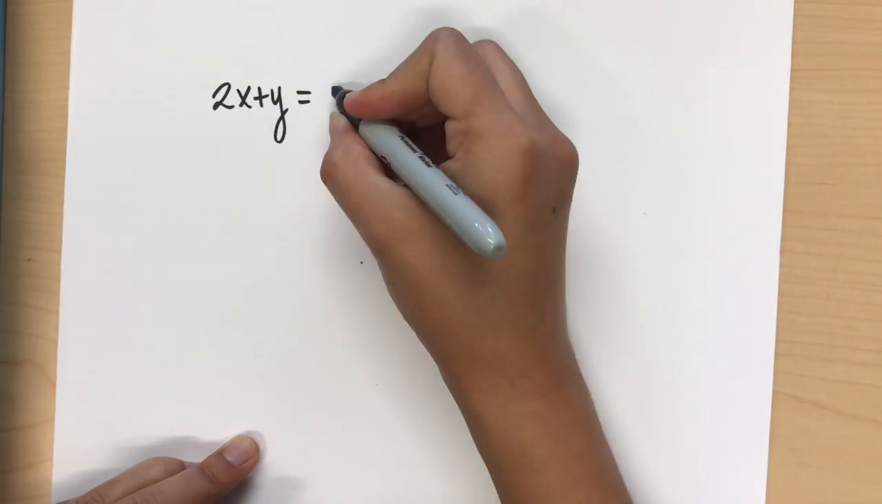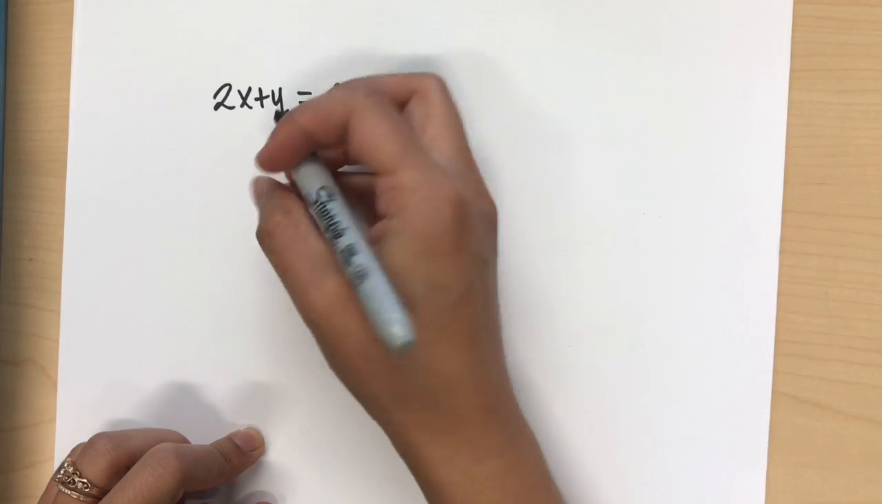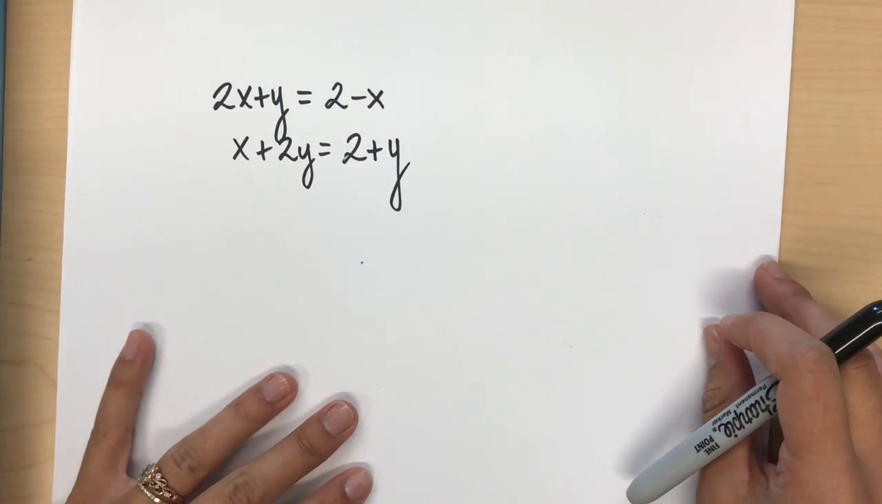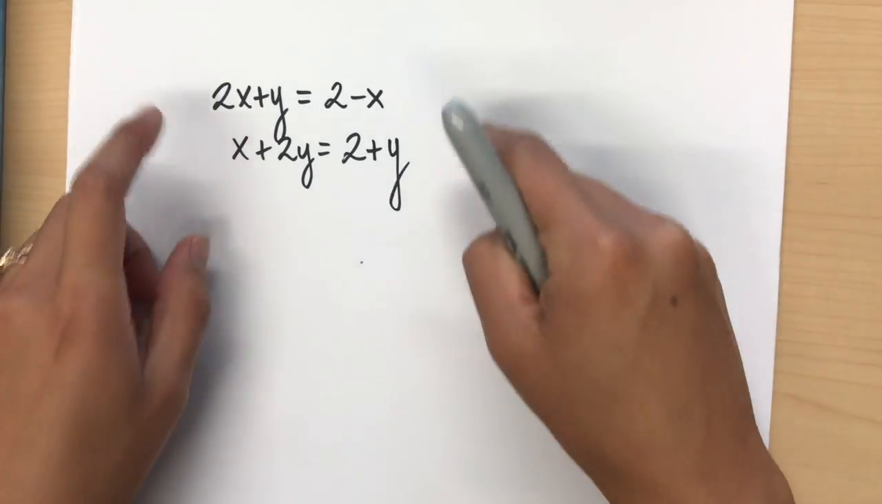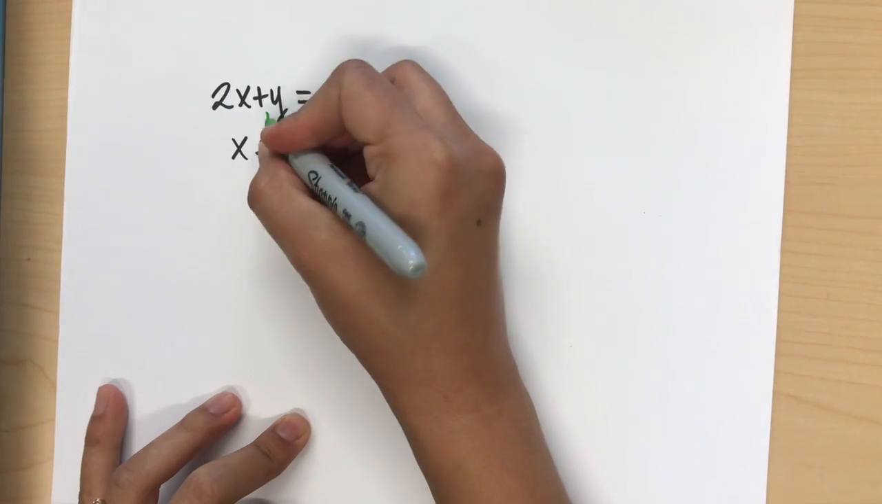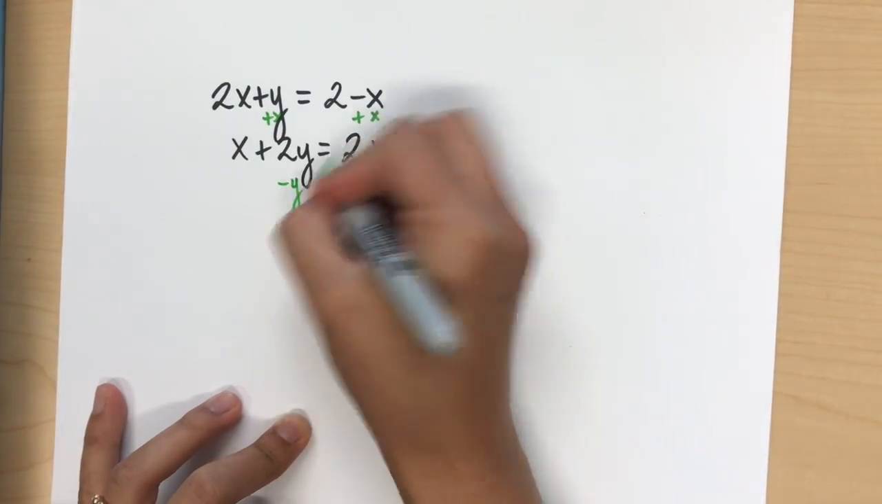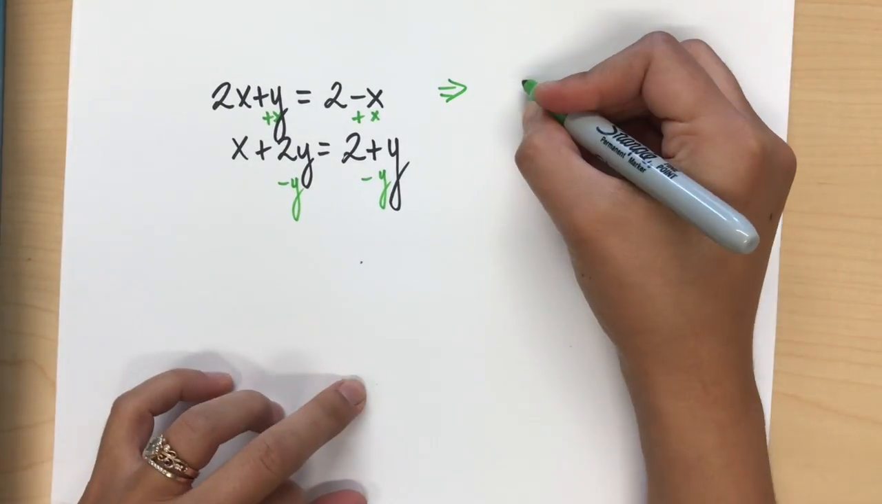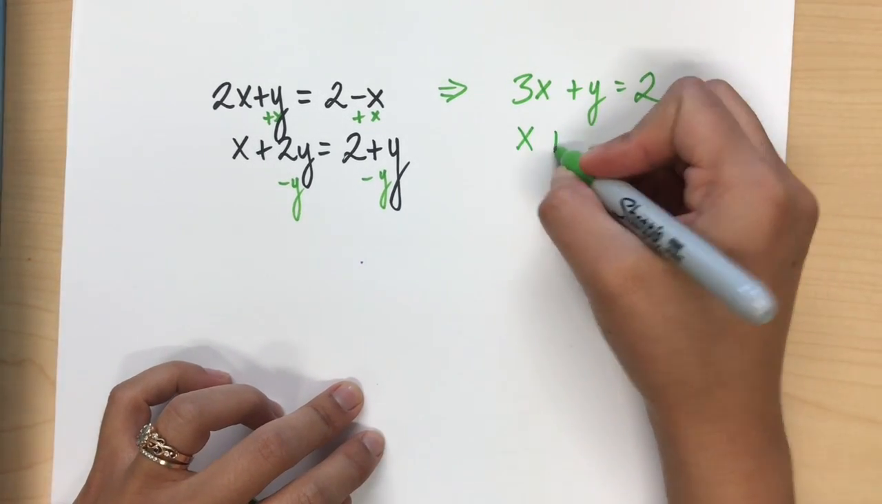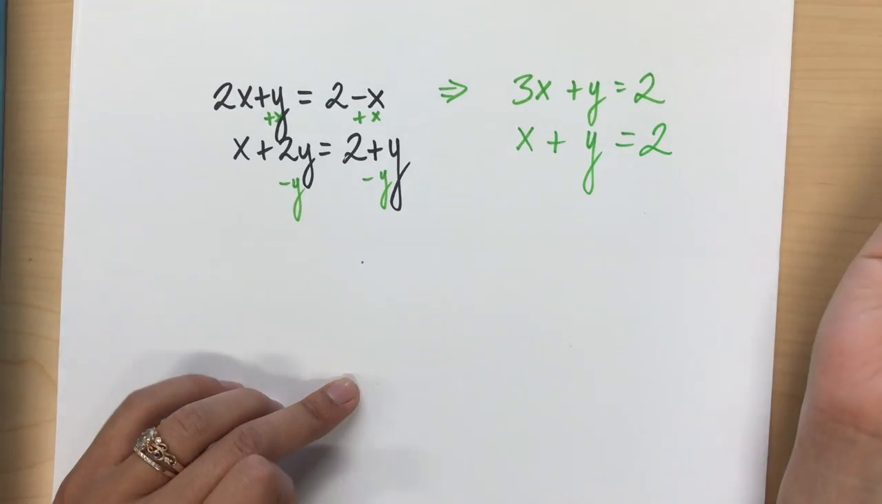But let's go ahead and do one more example before we get to that. So let's say I have 2x plus y is equal to 2 minus x, and x plus 2y is equal to 2 plus y. Okay, so first thing we need to do is get all the x's and y's on one side and all the numbers on the other side. So I'm going to add x to both sides, subtract y from both sides in the other equation, and I end up with 3x plus y is equal to 2, and then x plus y is equal to 2.